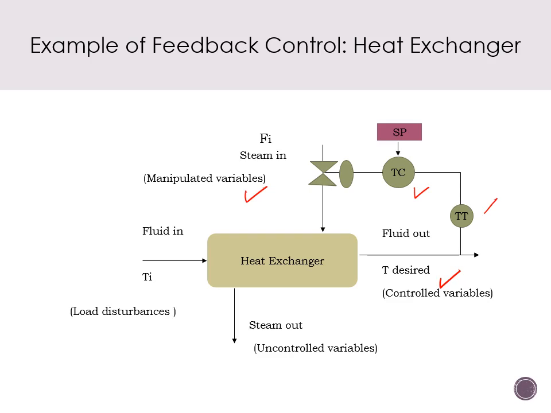This controller output signal is sent to the actuator of the steam control valve. This is our final control element. The valve actuator positions the valve in proportion to the controller output signal. Finally, the steam flow in, a function of the valve position, determines the energy rate to the exchanger and therefore the controlled outlet temperature.